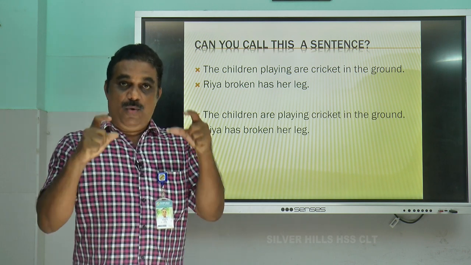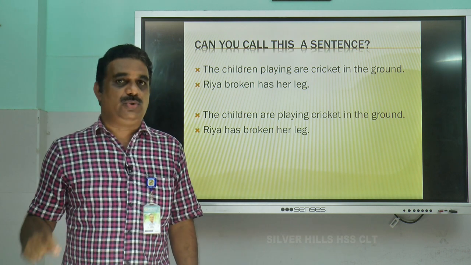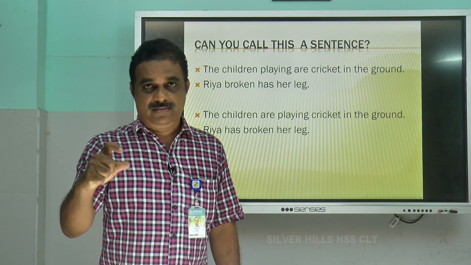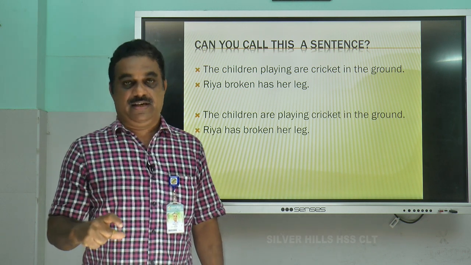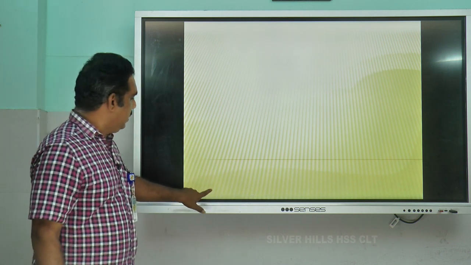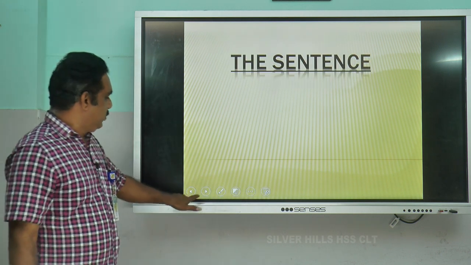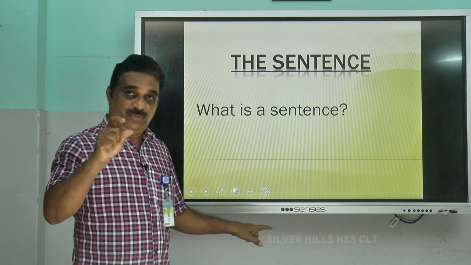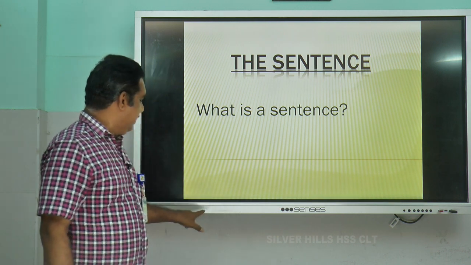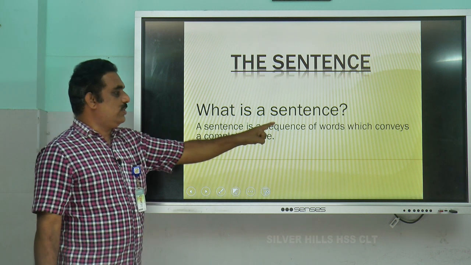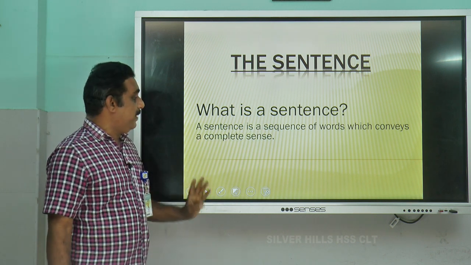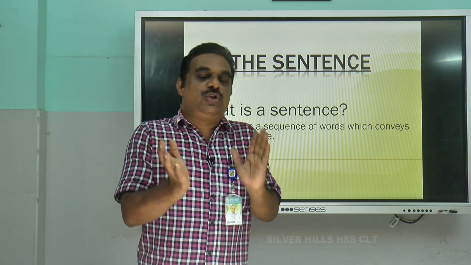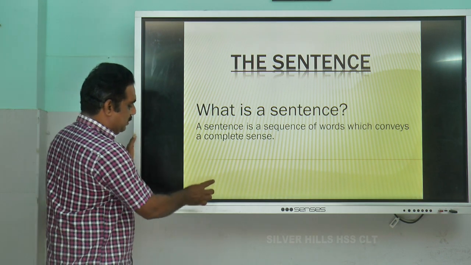So dear friends, what is a sentence? The simple answer to that is, a sentence is a sequence of words which conveys a complete sense. The question is, what is a sentence? The most satisfactory answer to that question is, a sentence is a sequence of words which conveys a complete sense. Now we are going to examine a few sets of sentences. Let us see a few examples of sentences.